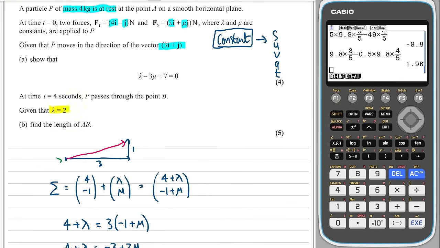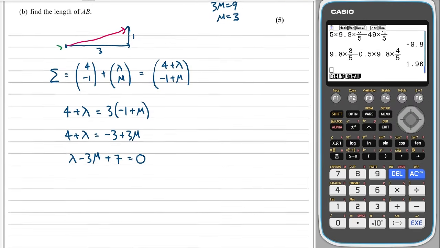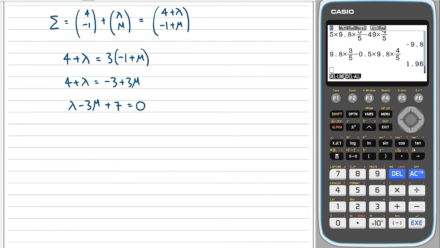Now we know that lambda equals 2, so we can use that to our advantage by writing 2 minus 3 mu plus 7 equals 0. So therefore 9 minus 3 mu equals 0. So 3 mu equals 9 and mu equals 3. Okay, and we know we've got to use constant acceleration, and we know that the sum of the forces is equal to the mass times by the acceleration. We worked out the sum of the forces previously.